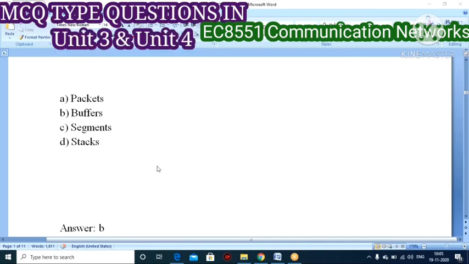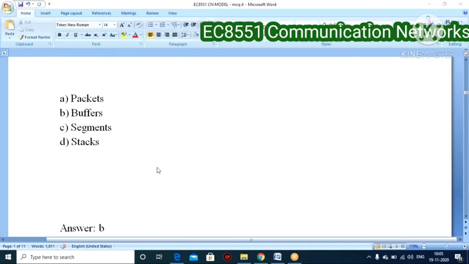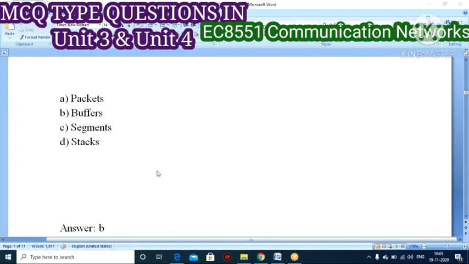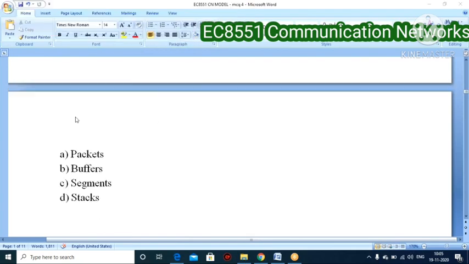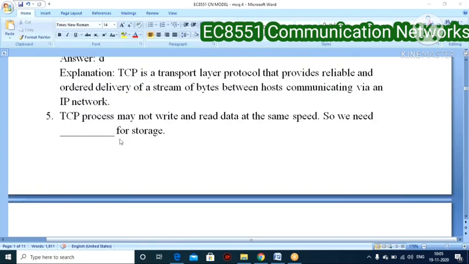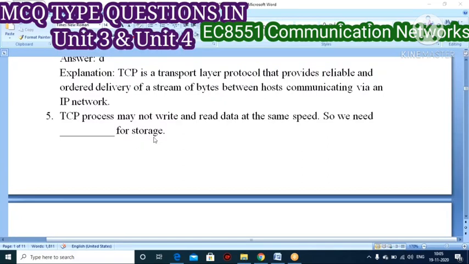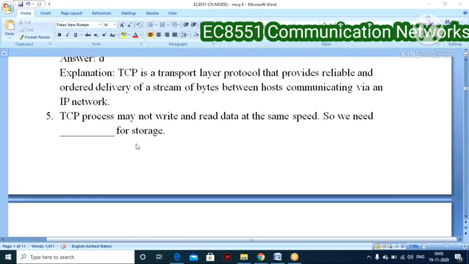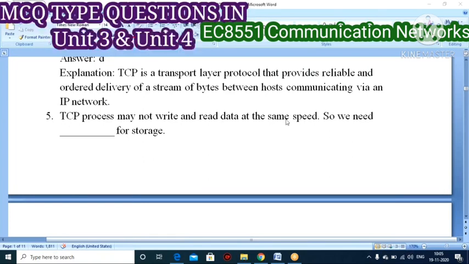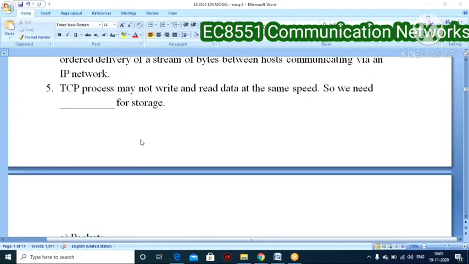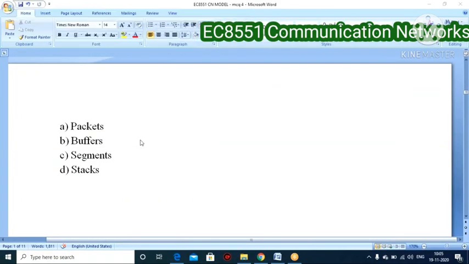Yes, buffer is the storage element. In electronics, students, you all know buffer, inverter, buffer. What is the purpose of the buffer? That's why I put more stress on this word, storage, because I expect you all to say buffer. Okay, no problem. Buffer is storage. Buffer is the correct one.